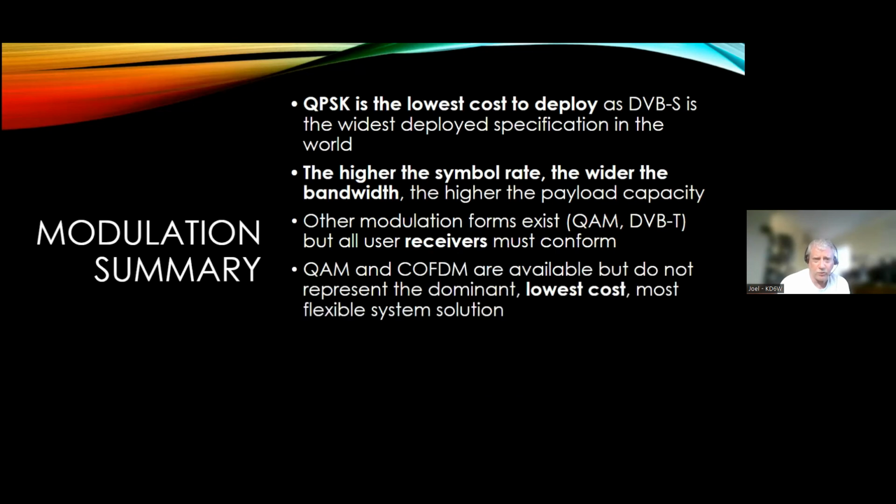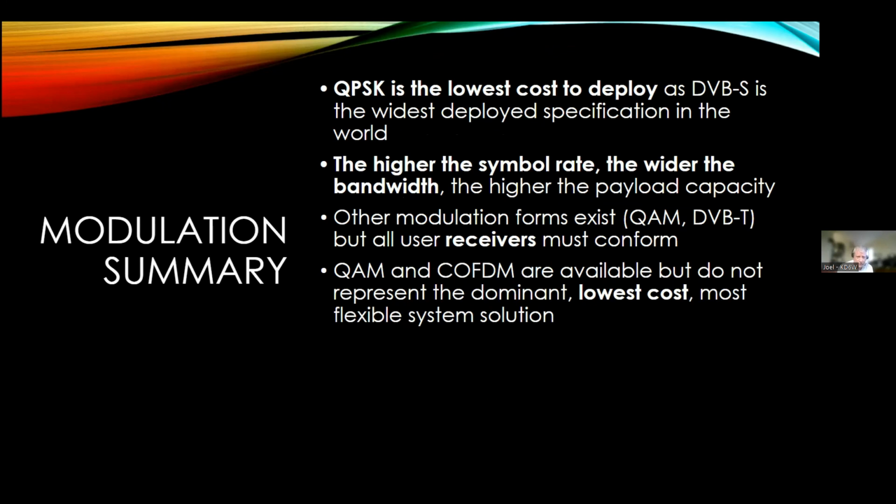As I said before, QAM and COFDM are available, but they don't represent the dominant, lowest cost, most flexible system solution. And why do I say that? It's real simple. Go on Amazon and look up DVB-S receiver. They make them in China for dirt cheap, and you don't know how they do it, but there they are. They're like 30 bucks. These other ones that are DVB-T, they cost 300 bucks. Which one would you rather?